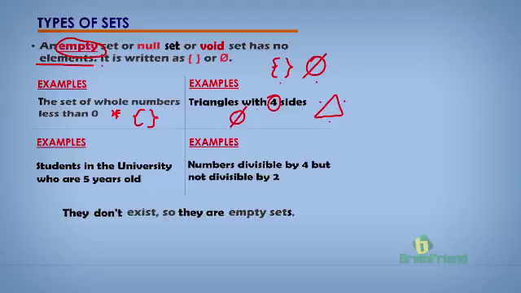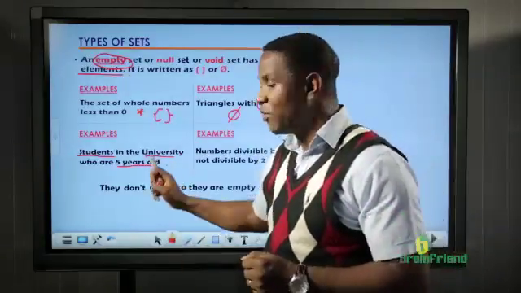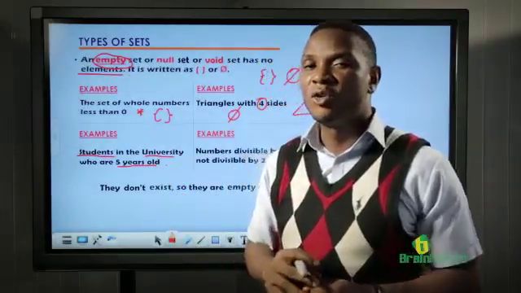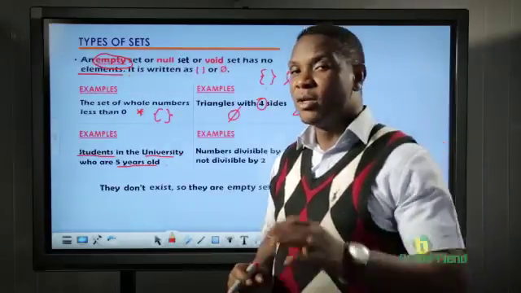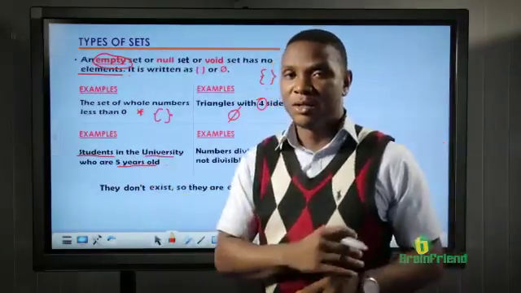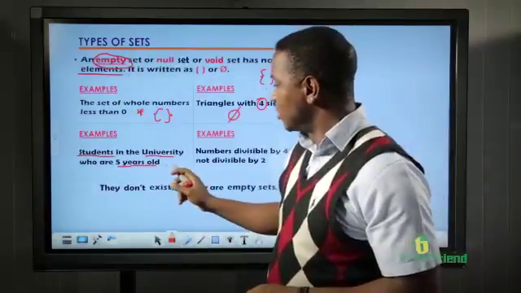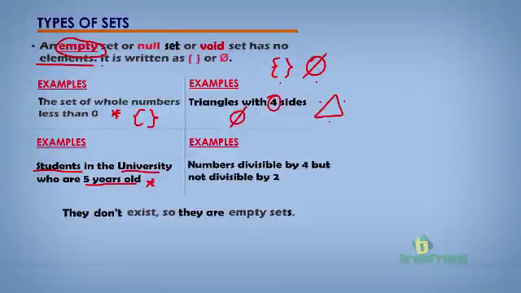Let's take a look at a third example. Students in the university who are 5 years old. Wow. No one has ever broken such a record of having a 5-year-old in the university. Of course, the capacity of their brains cannot take the level of study necessary to remain in university. So this situation again is most probably non-existent, and hence we say our set again is a null or an empty set.